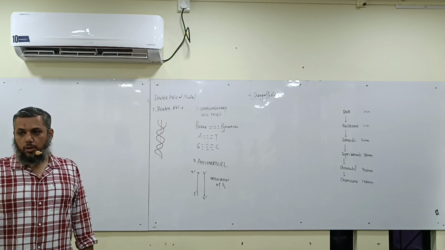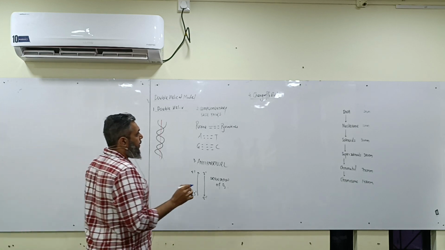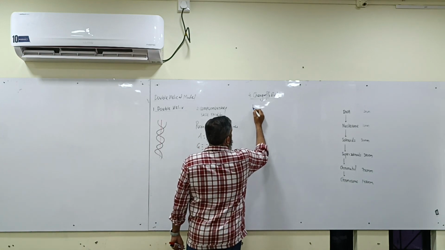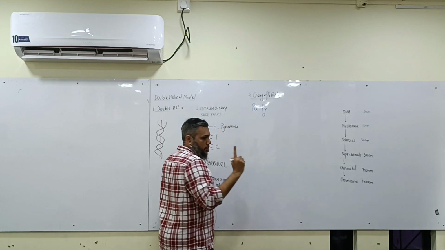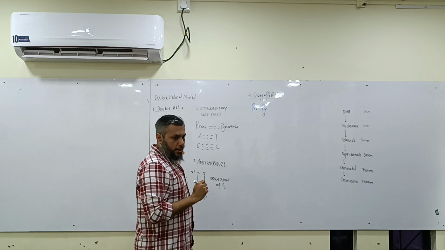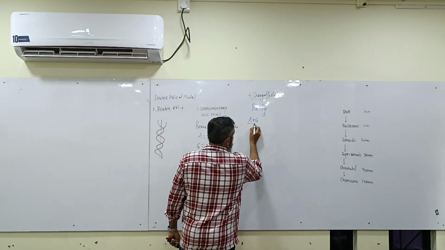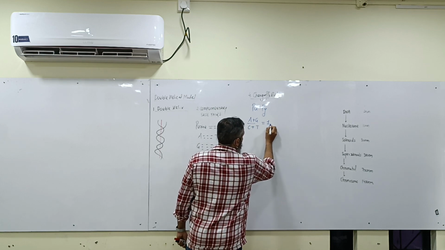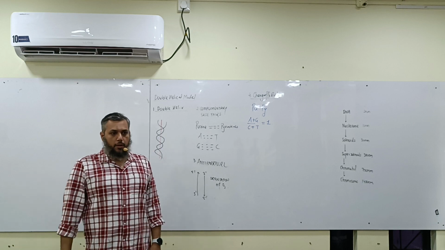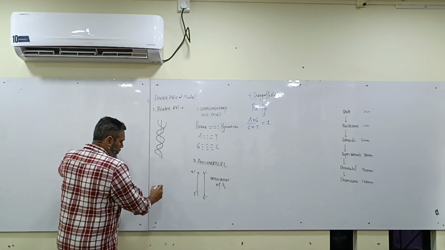It talks about purine-pyrimidine equality. It says that the ratio of purines to pyrimidines is always 1. That means that A plus G upon C plus T will always be equal to 1. That is called which rule? Chargaff's rule.